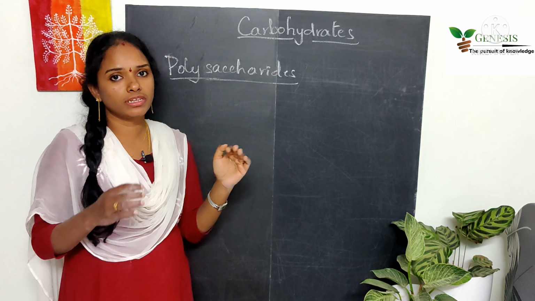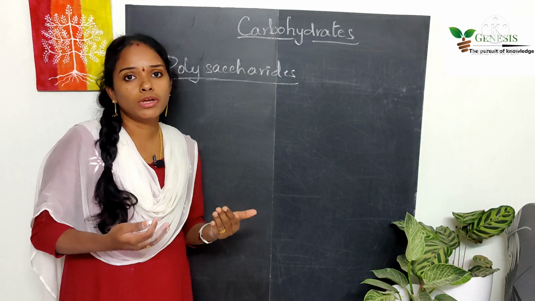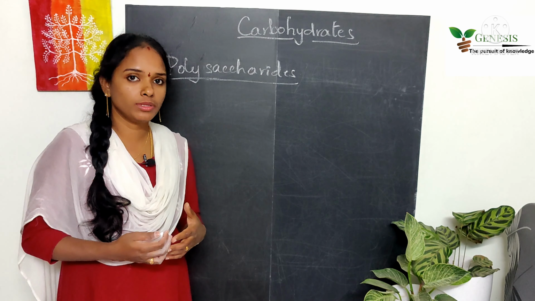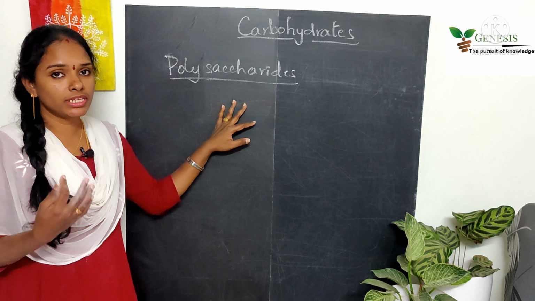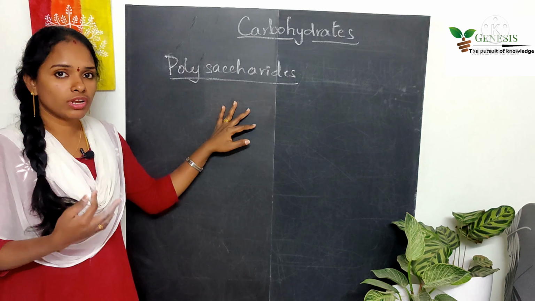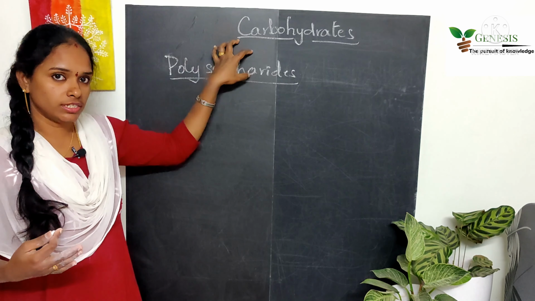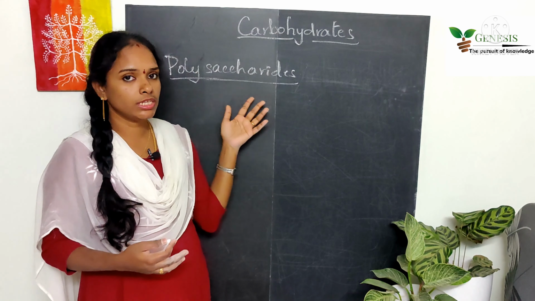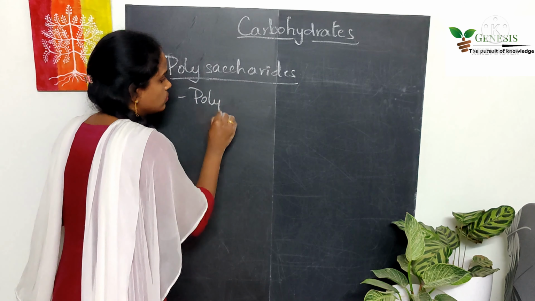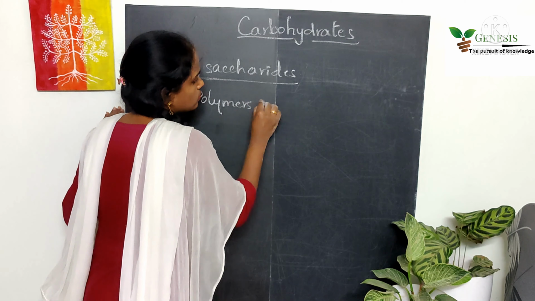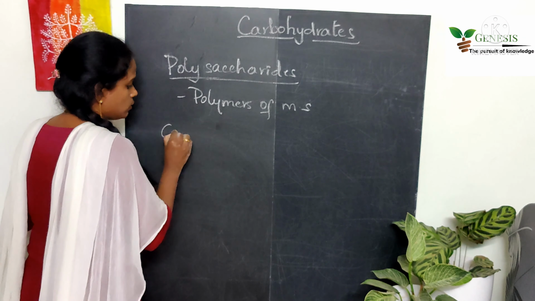Here the number is many, more than 10 units. If they contain more than 10 units of monosaccharides, those are the polysaccharides. The number may even go to millions of monosaccharide units joined with one another by glycosidic linkages, and they form polysaccharides. So simply we can define them as polymers of monosaccharides. Let us take the example of cellulose.